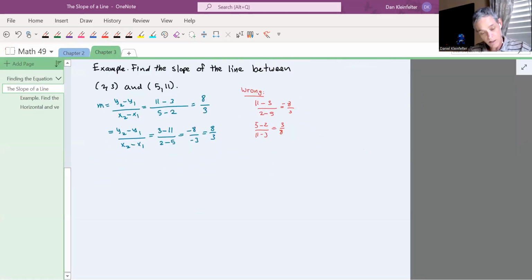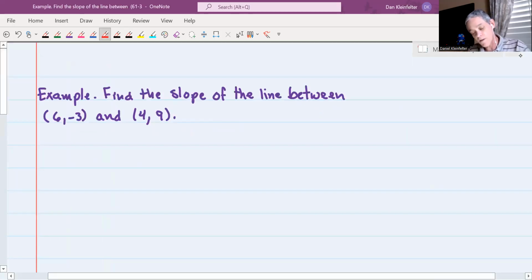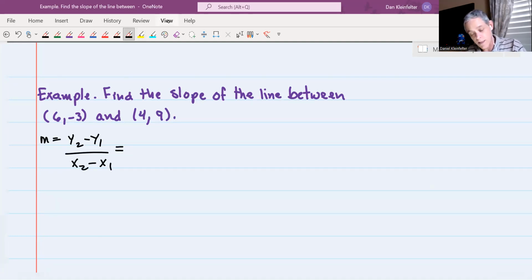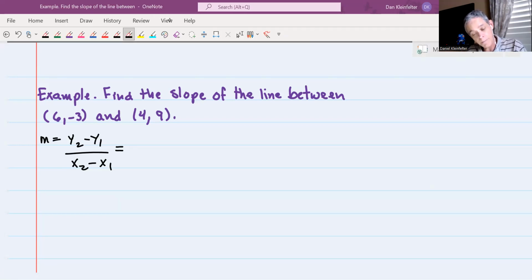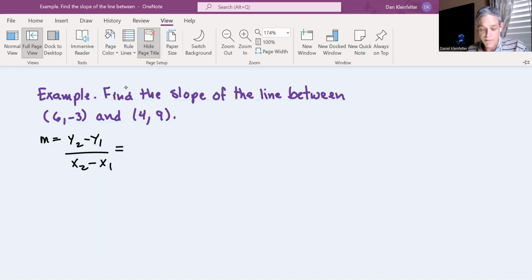Okay, so more examples. Next, we want to find the slope of the line that joins (6, -3) and (4, 9). So m for slope, that is y2 minus y1 divided by x2 minus x1. And it's up to you which point you consider to be the first point and which point you consider to be the second point. So I'm going to go right to left. I'm just used to it.